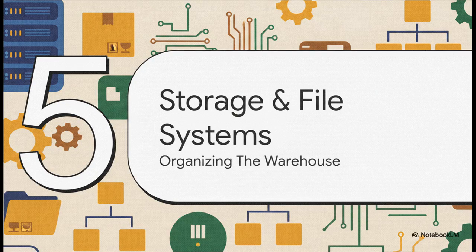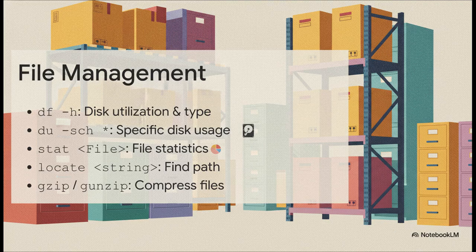Finally, Section 5, Storage and File Systems. This is about organizing the warehouse, rounding out our practical workflow by managing the physical files and storage architecture of our system. To maintain absolute order in your storage warehouse, use df for a high-level view of your entire disk, and du to zero in on the specific directories that are eating up all your space.